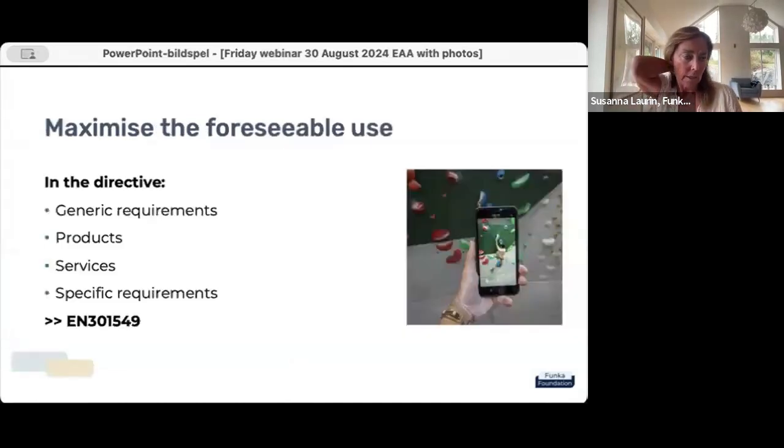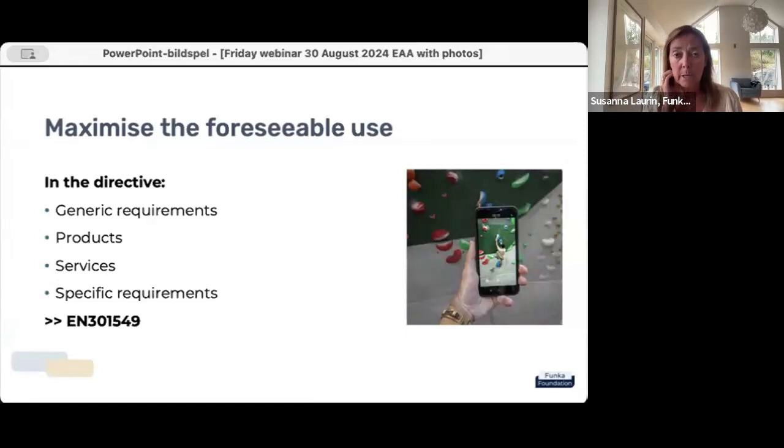I said that maximizing the foreseeable use was the heart of this legislation, and I think that is at least the keyword, because that is the aim of this legislation: to make sure that as many people as possible, no matter their abilities, can use the product or service.